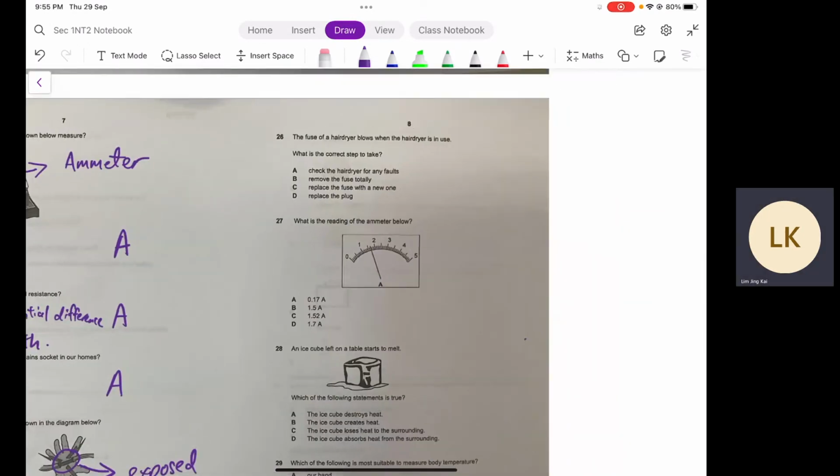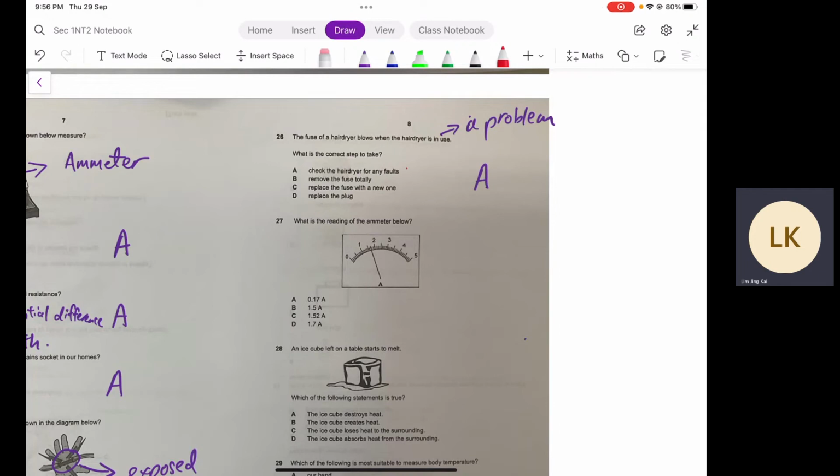Question 26. The fuse of a hairdryer blows when the hairdryer is in use. So that means there is a problem with the hairdryer, such that when you switch on the hairdryer, it will make the fuse in the hairdryer blow. So what do we need to do? What is the correct step to take? In order to make sure that the problem is fixed and it doesn't repeat itself when you switch on again, the very first thing that you should do is to check the hairdryer for faults. In fact, these few options are actually in a series.